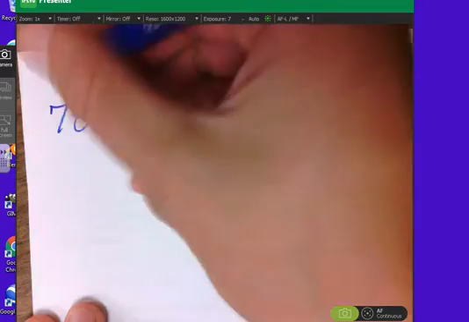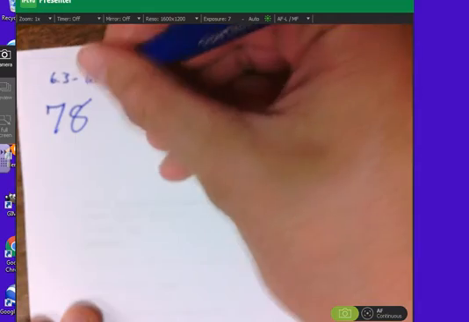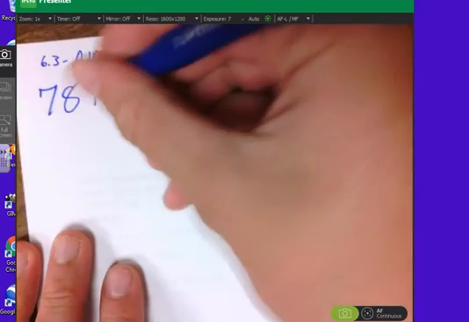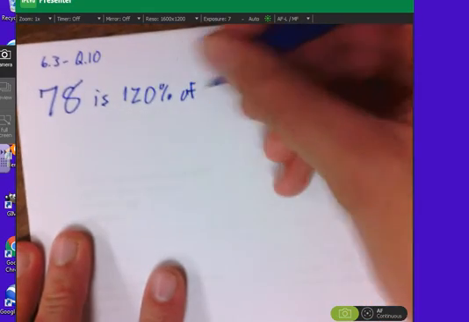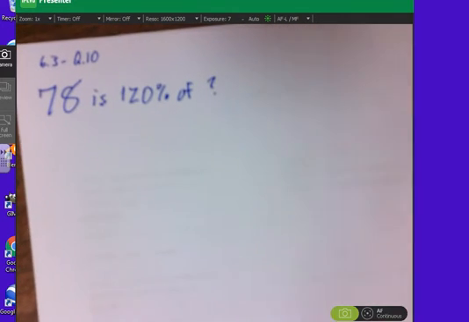Alright, so this question comes from the 6.3 homework, and it's question 10. So if we have 78 is 120% of what number, they say. So we know what number, we don't know it. So go ahead and write that out. 78 is 120% of some number we don't know.